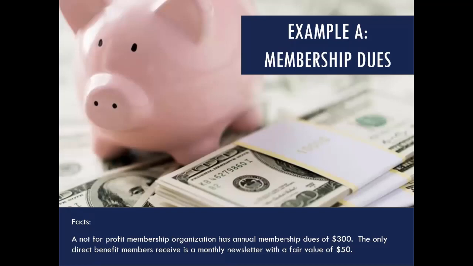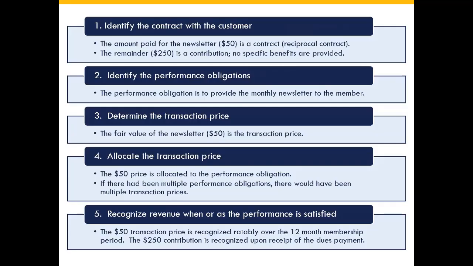A not-for-profit membership organization has annual membership dues of $300. The only direct benefit members receive is a monthly newsletter with a fair value of $50. So going through the 5-step process, first, identifying the contract with the customer: the only piece that is really an exchange between the nonprofit and the customer is that $50 for the newsletter. The remainder is considered a contribution.